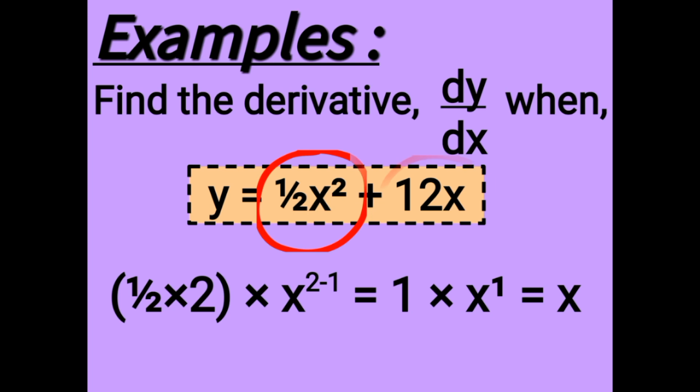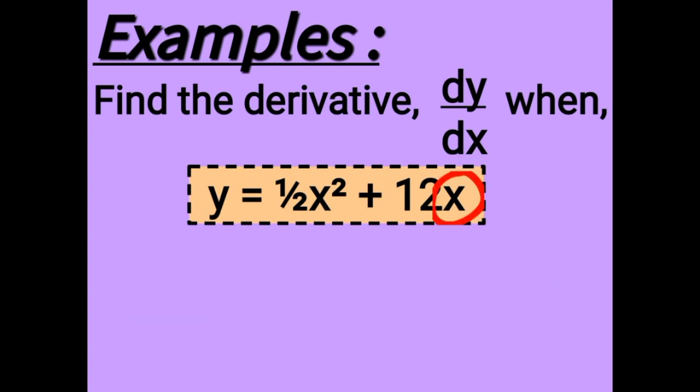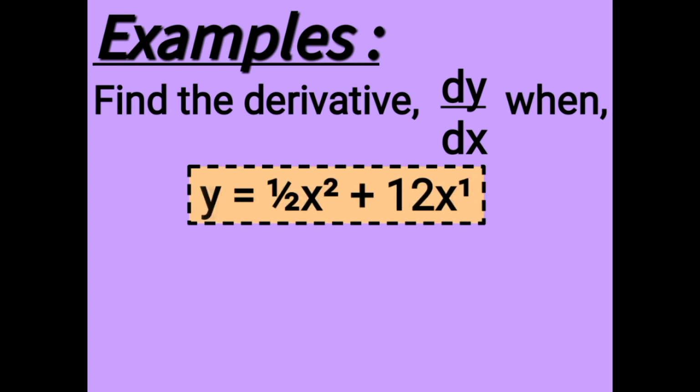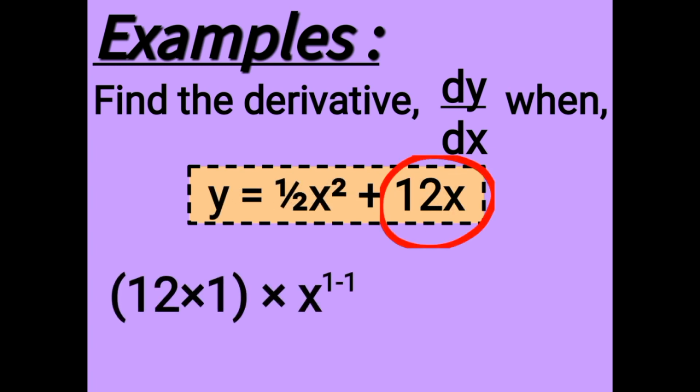Now, to differentiate 12x. Here, the power of x is 1, so let's say 12x to the power 1. To differentiate, we multiply the constant 12 by the power 1 and then subtract 1 from that power. So, 12 times 1 times x to the power 1 minus 1 equals 12 times x to the power 0.